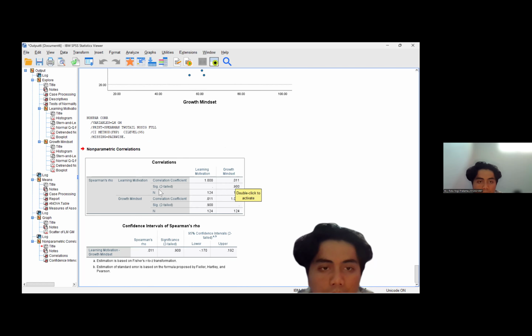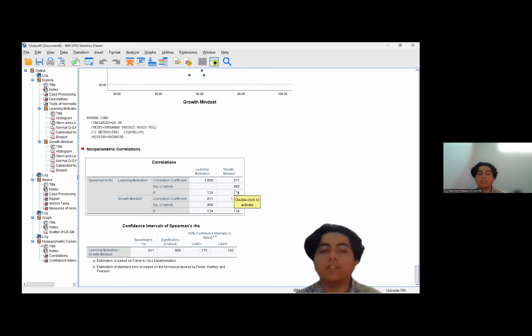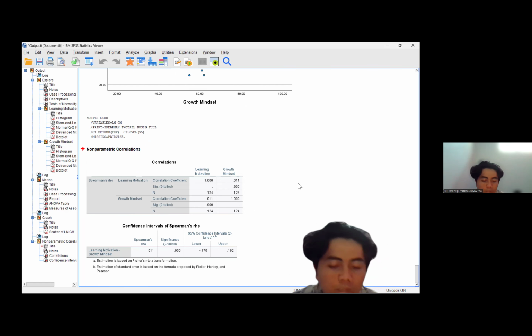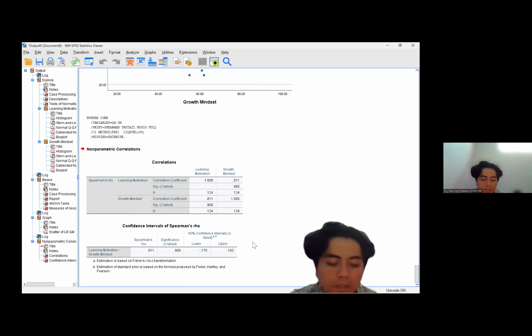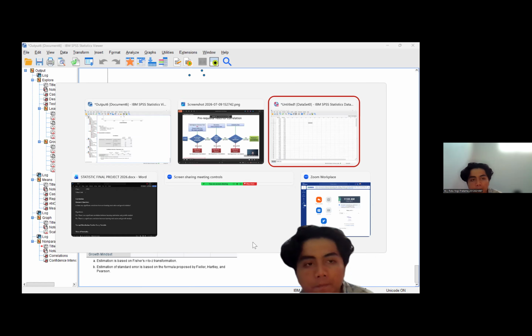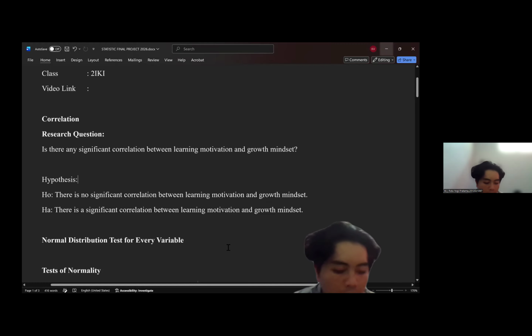0.011 with a significance value of 0.900. The coefficient indicates a very weak positive correlation between the variables. However, because the p-value is 0.900, it is not statistically significant because it's above 0.05. Therefore, the conclusion is the H0 is accepted and the Ha is rejected. And then we can say that there is no significant correlation between learning motivation and growth mindset.